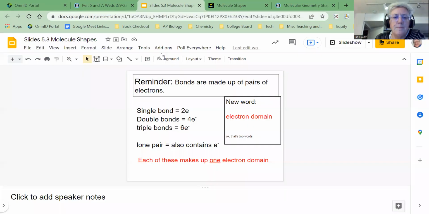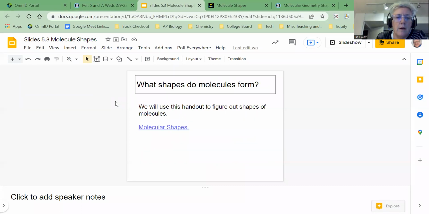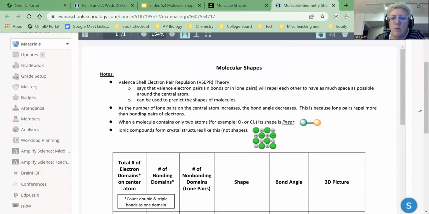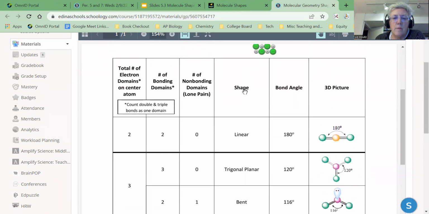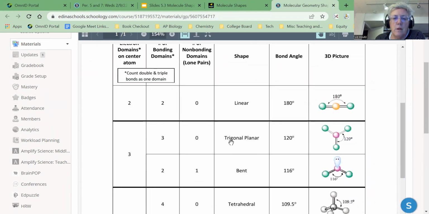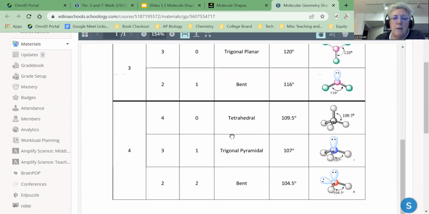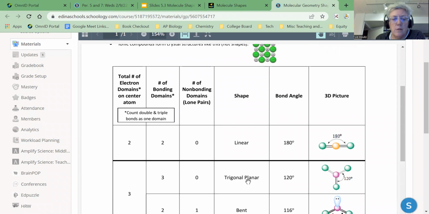All right, so that's one important idea. And then we're going to use our handout that hopefully you picked up from the cart in the hall with all these shapes on there. Okay, and it looks like this. It's green and it's called molecular shapes. And we are going to use this handout and this chart to predict the shapes. Here's some of the shape names: linear, trigonal planar, bent, tetrahedral, trigonal pyramidal, and then there's another one called bent.